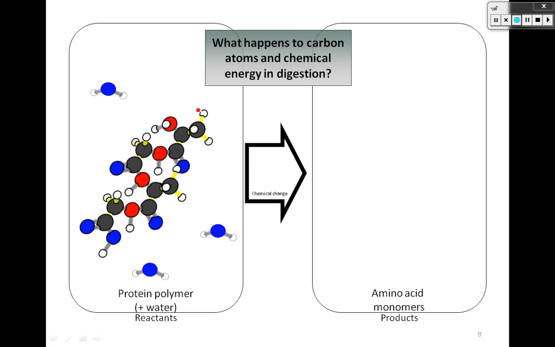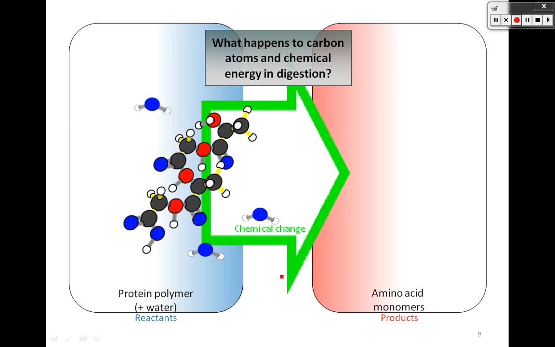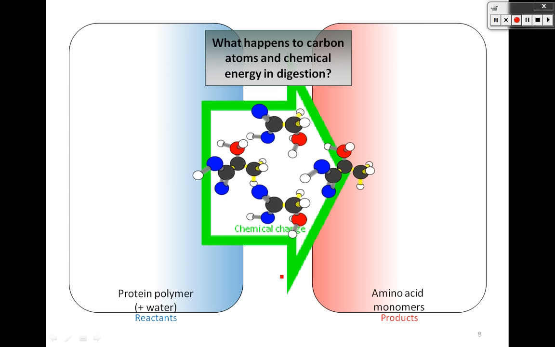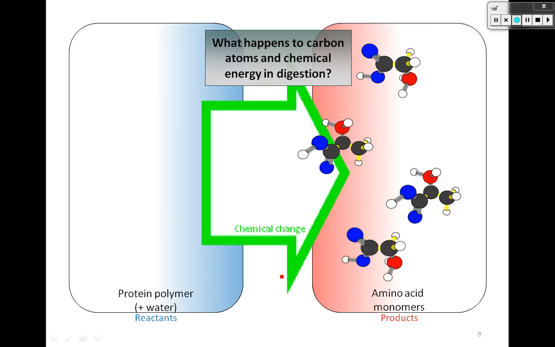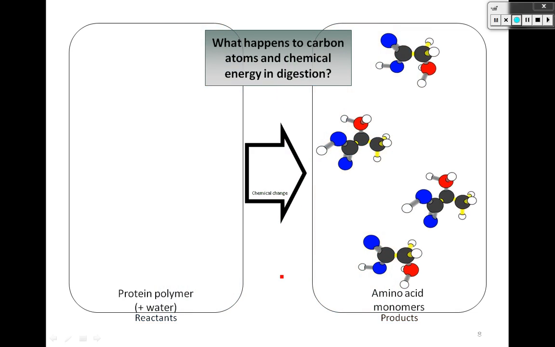Here is our protein polymer, and here are some 3 waters. So we would expect to then get 3 amino acids. And let's see how that goes. They're going to go into the chemical change. The water will bond to the amino acids, and you end up with the amino acid monomers.